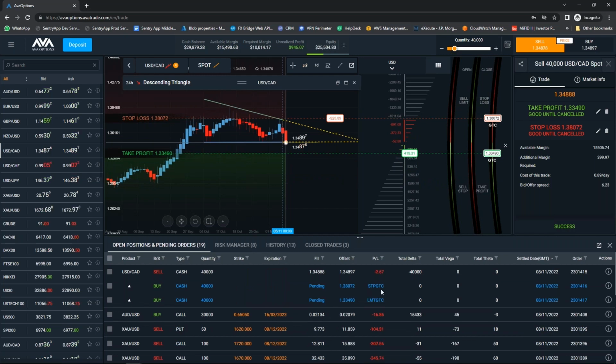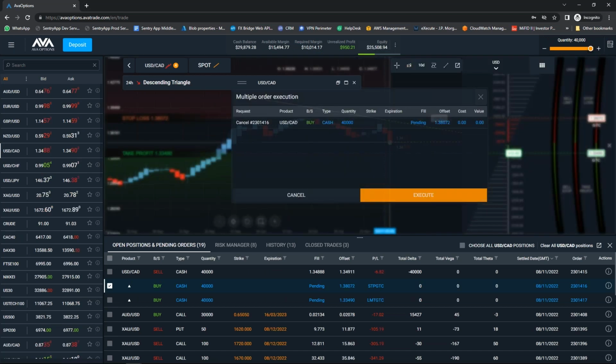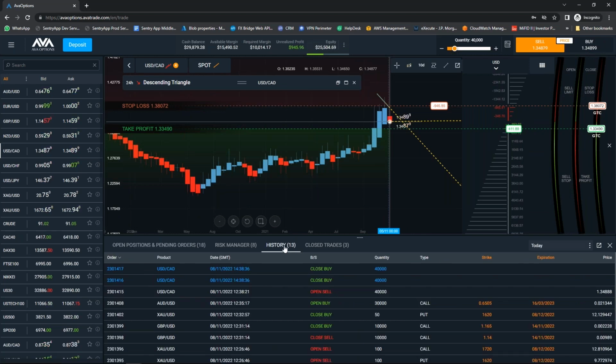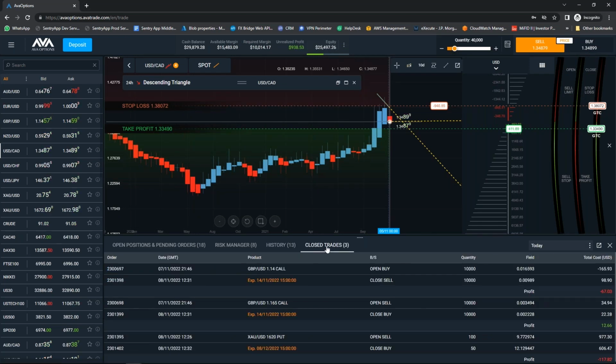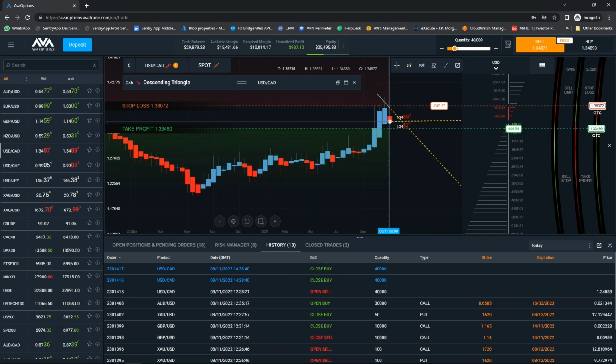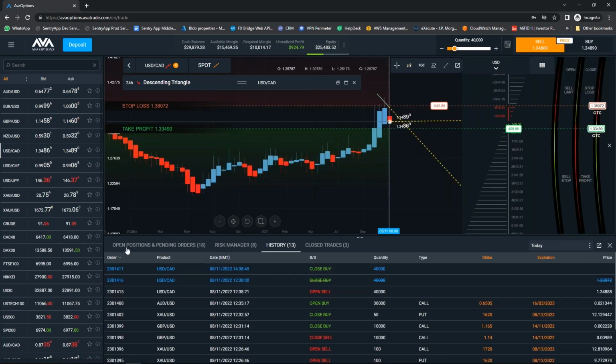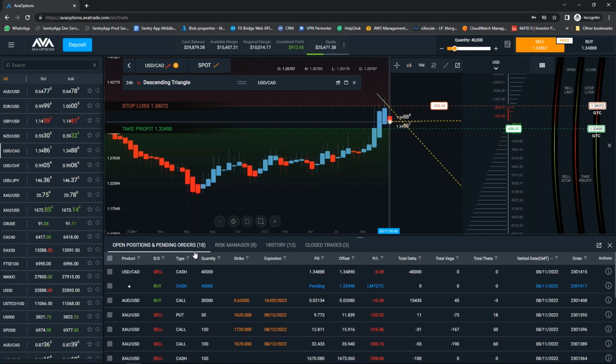Dollar CAD with a stop and a limit. You can cancel any piece of that. It can cancel one of the limit orders just like that. Remember, we've got history here, closed trades. We can see the trades that we've closed today, the history. You can look at your history today, for the last 2 days, month, whatever you want to see, all available here in the web trader.